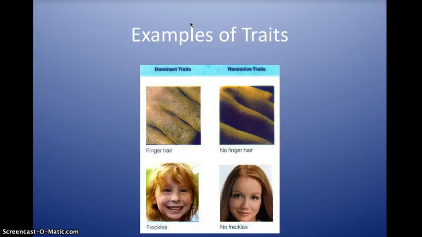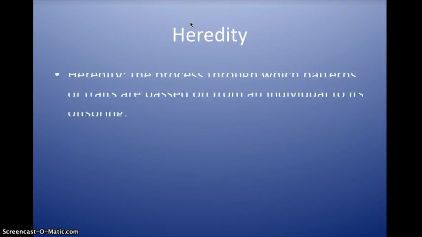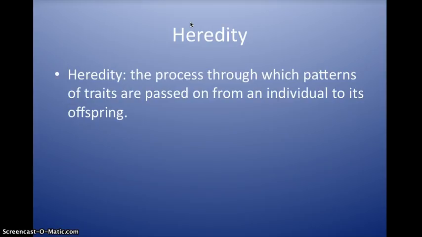Some traits are considered to be dominant, which means that they have a more likely chance of being passed on to the offspring or to a child, and some traits are recessive, which means that they have less of a chance of being passed on to a child or an offspring. So for example, brown eyes are dominant and blue eyes are recessive. Heredity is the process through which patterns of traits are passed on from an individual to its offspring.